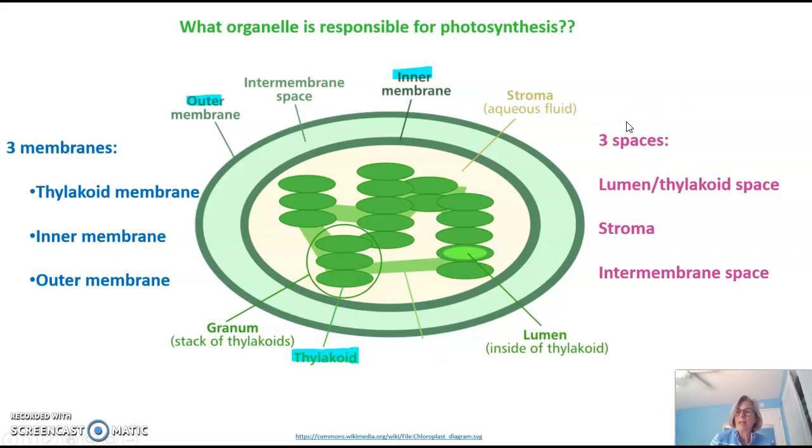There's also 3 spaces in a chloroplast. There is the lumen, which is the inside of the thylakoid membrane, so we could call this the thylakoid lumen or the thylakoid space. There's the stroma, which is this space where the thylakoid membranes are located. And then there's also the intermembrane space in between the outer and inner membrane. You should be able to label a chloroplast with all the membranes and all the spaces.